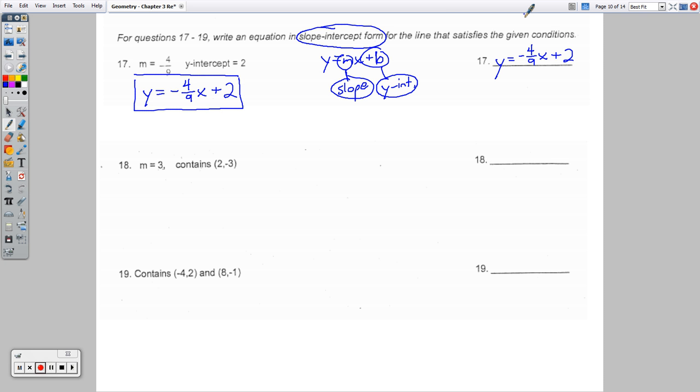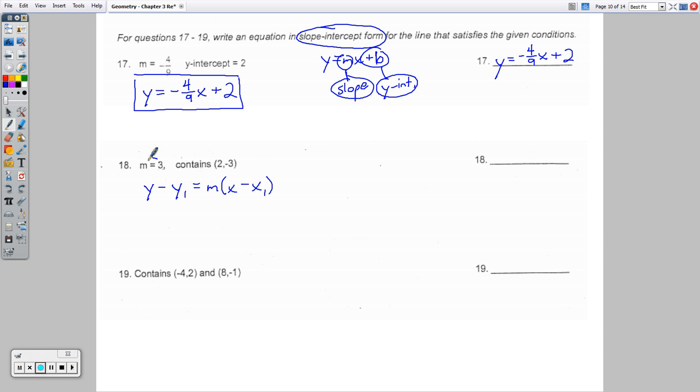For the next one, it looks like we're given a slope and a point. My suggestion when you have a slope and a point is to use point-slope form. So we would have y minus y1 equals m times x minus x1. This is your m value. We already know that right here, so that's going to plug in right there.